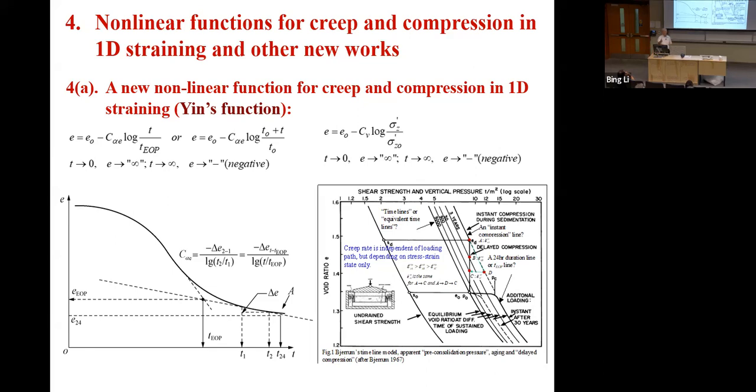Actually, the problem occurs because this fitting function is a problem. It's not because the data is a fitting problem. So actually in the log scale, this line should not go as a straight line, it should slow down. There is a limit. Again, for compression, we face the same problem. For compression, we use a log stress. You can see the stress is a pretty constant pressure.